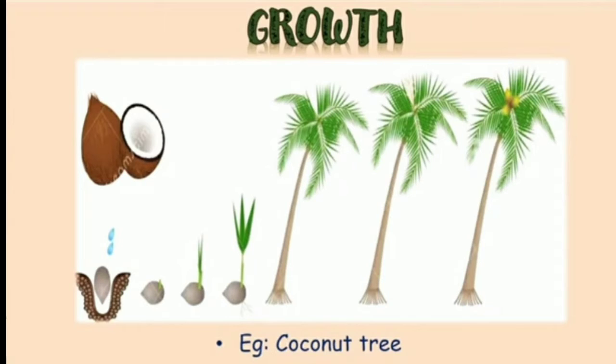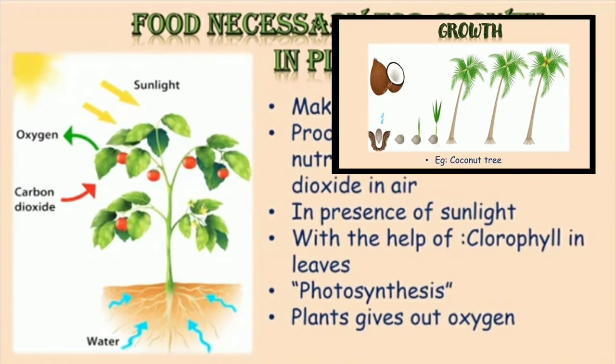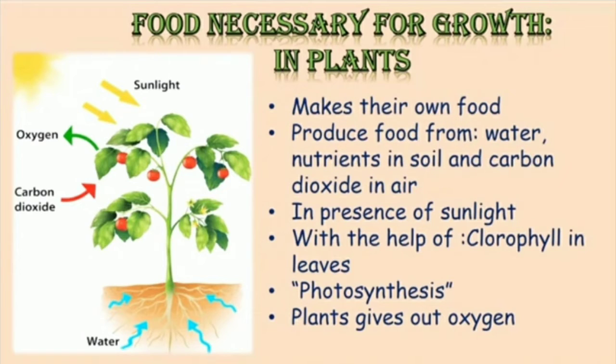Children, can you tell me what is necessary for growth? Yes, food. Food is necessary for growth in all living organisms, right? So let's see the food necessary for growth in plants. Now children, we know that plants make their own food, right? With the help of sunlight, plants make their own food. Plants produce food from water, nutrients in soil and carbon dioxide present in the air.